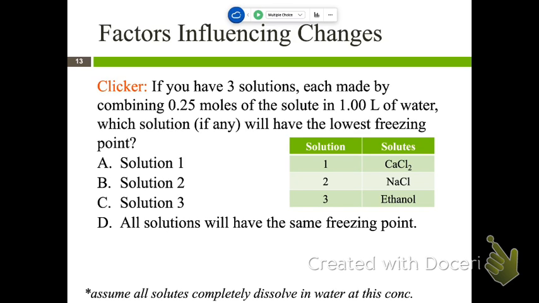Okay, so who has a sentence they think describes why solution 1 is going to make the lowest freezing point? Because it's got more iron. Okay, can we have more of a sentence then? Can we build off of that? Make more? And the more it has.